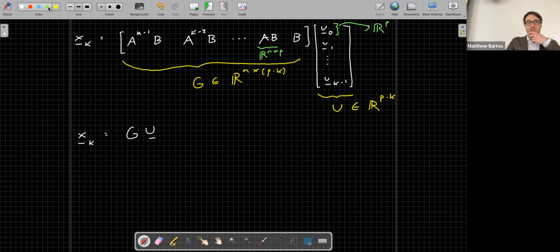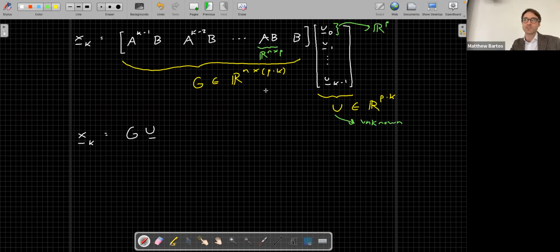Okay, and in this case, which of these terms is unknown? So we're trying to find the input that takes us to some desired final state. So which of these terms is unknown here? Yeah, U is unknown. Okay, so we have this matrix vector product. U is unknown. Is G going to be a tall matrix or a wide matrix? It's going to be wide. It's going to be quite wide, actually, right? So it's only n rows tall, and it's going to be P times K columns wide.